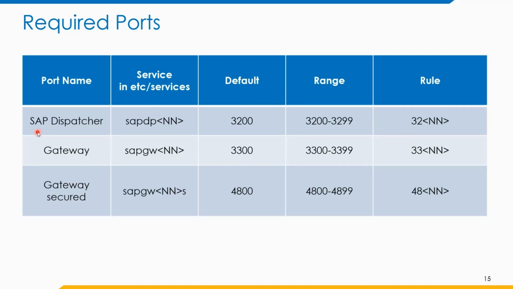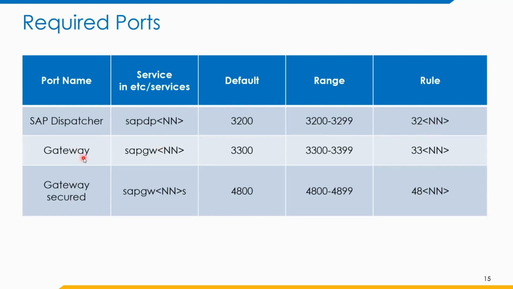So the port name is SAP dispatcher. The service name is SAP DP followed by NN. The default port will be 3200. The range can vary from system to system, that is 3200 to 3299. So we can write a generic rule where it holds two numeric characters after 32.